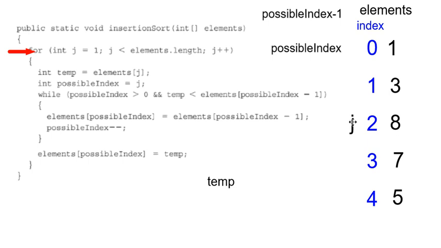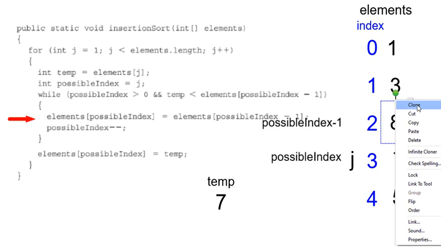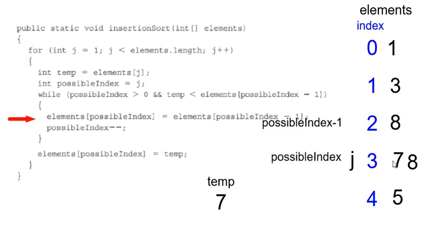J plus plus. So we come right down here, there's J. This time our temp is going to be the number 7, which is the next one we're going to be inserting, which is why it's called insertion sort. We bring down possible index to match up with J. There it is. And then we say, okay, well, possible index is greater than 0, which it is, and we're going to check it with the element at possible index minus 1. And is 7 less than 8? Yes, it is. So then it says, I'm going to take this 8, and I'm going to clone it and put it down here where this 7 is. So there we go. It goes right in there.